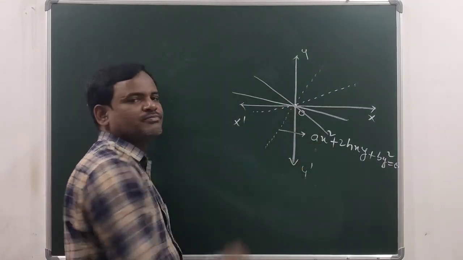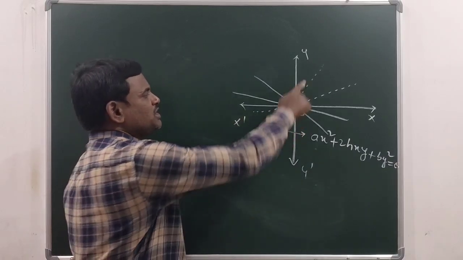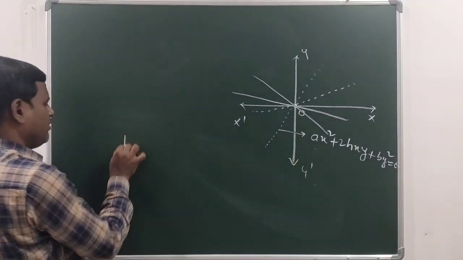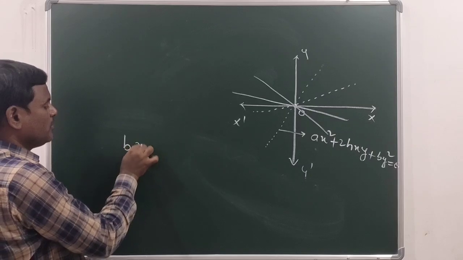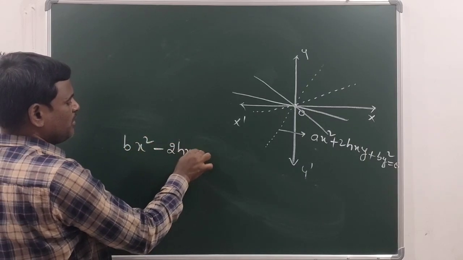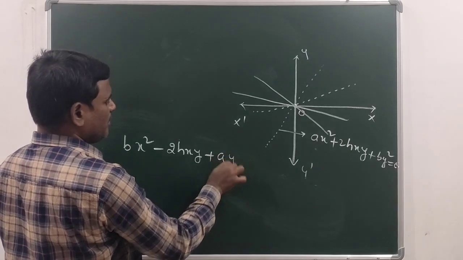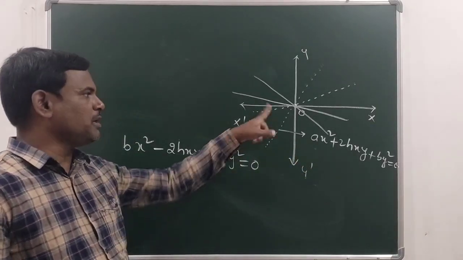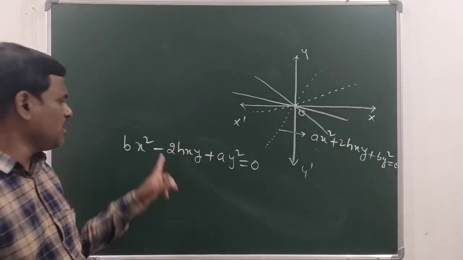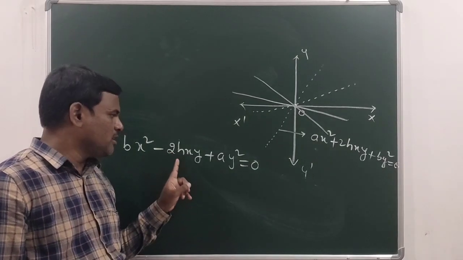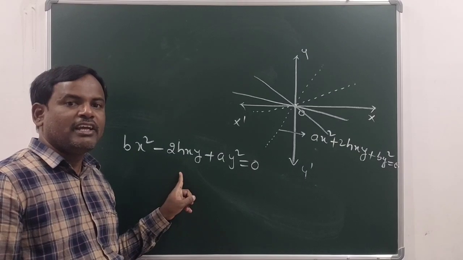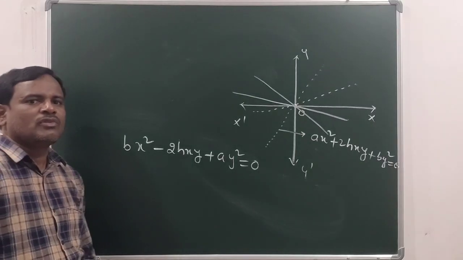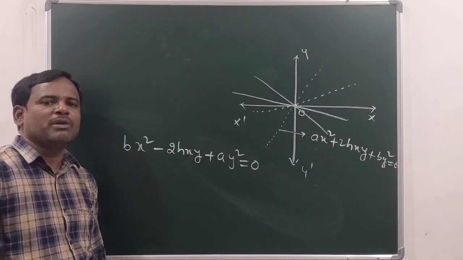How are these lines which are perpendicular to this pair? Dotted lines. So whose equation will be given by this? b into x square minus 2h into xy plus a y square which is equal to 0. This pair, both are passing through origin only. But the lines represented by this pair are perpendicular to the lines represented by this pair. Okay, students, this one also you have to remember as a standard result.